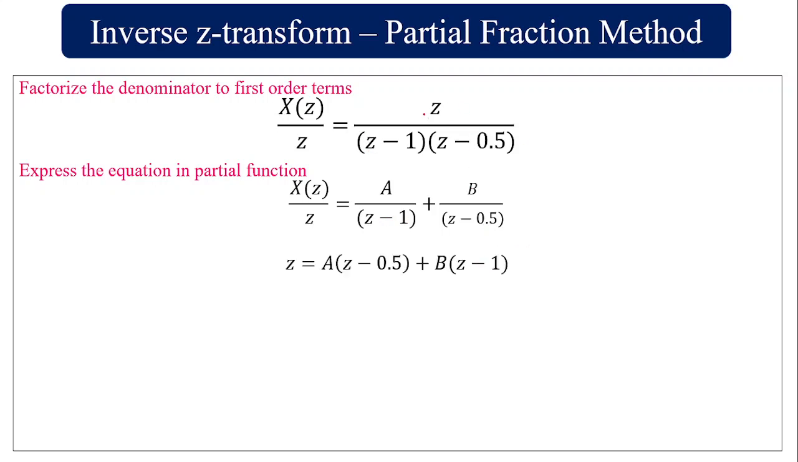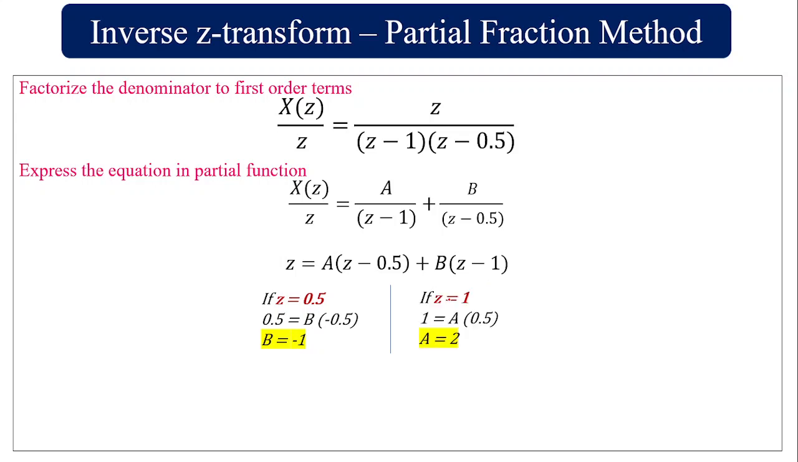So I'll get that X(z) is equal to a into (z minus 0.5) plus b into (z minus 1). If I substitute z is equal to 0.5, then what happens here? Substitute it in the equation. This z is replaced by 0.5. This entire term becomes 0, since 0.5 minus 0.5 will be 0. Here b into (0.5 minus 1) becomes minus 0.5. So the b value is 1.